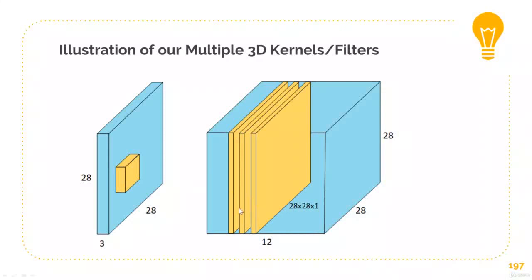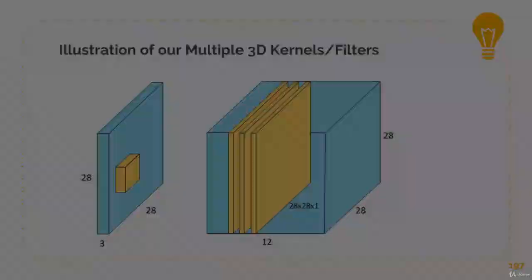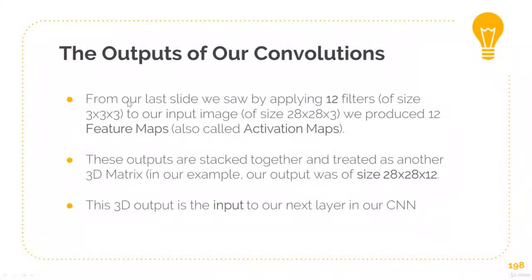So as you can see, this is how our filters look stacked up. You can visually see it quite clear there. So the outputs of our convolutions. From the last slide, we saw that applying 12 filters of size 3x3x3 to an input image of 28x28x3, we produced 12 feature maps, also called activation maps. Now these outputs are stacked together and treated as one big 3D matrix of output size 28x28x12.